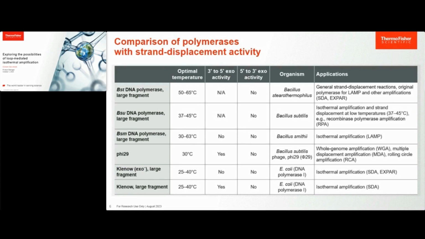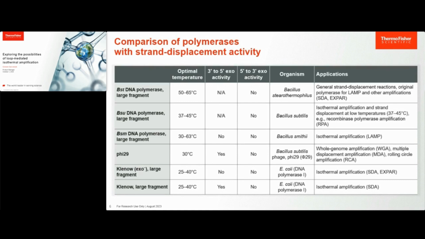In terms of LAMP, BST and BSM DNA polymerases are the best choice because they are thermostable and can work at high temperatures, usually from 60 to 65 degrees, which are required for the LAMP method. However, BST DNA polymerase shows better performance, including speed and sensitivity, compared to BSM DNA polymerase.